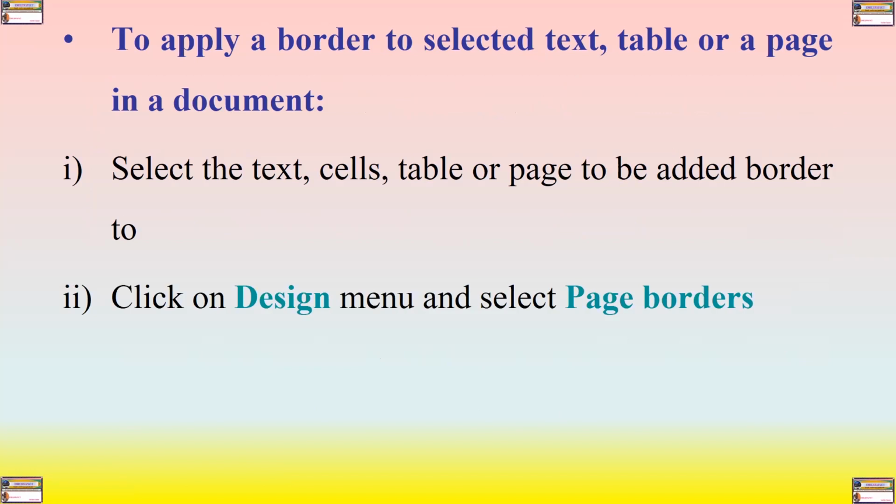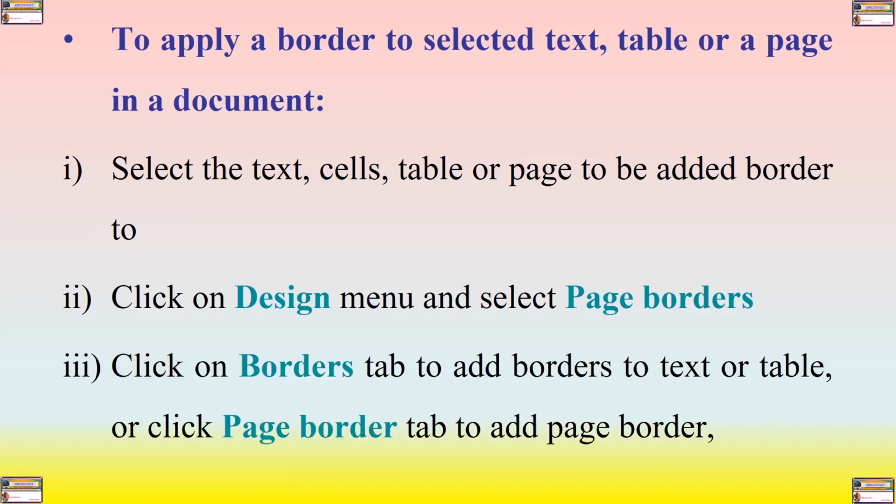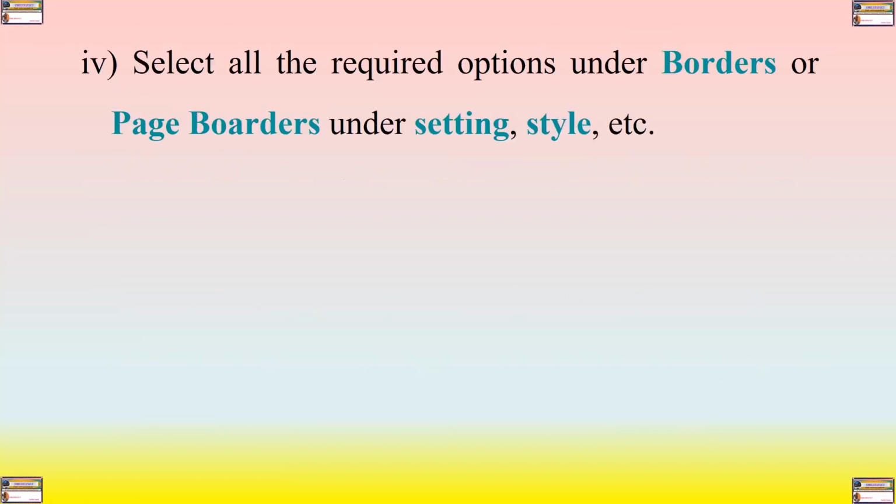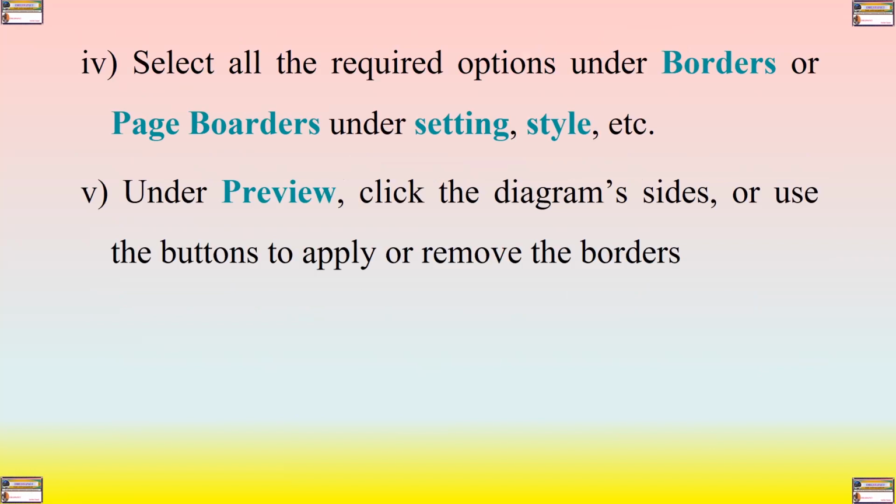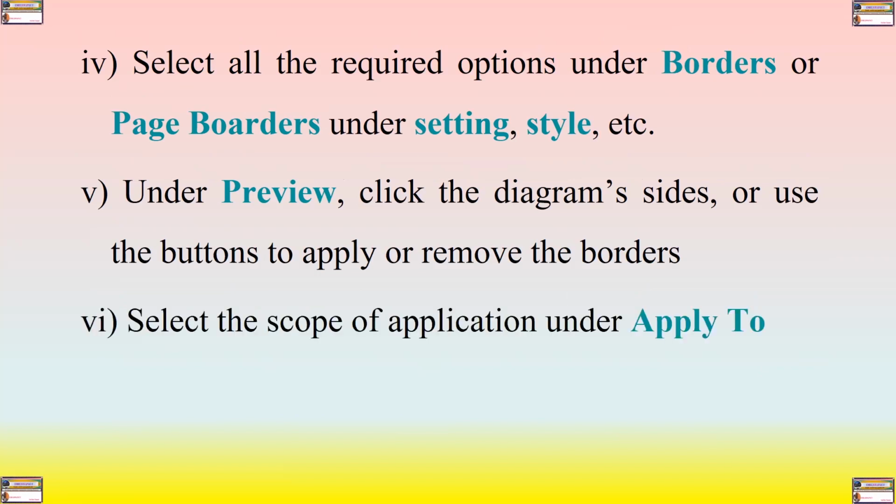Then click on Design menu and select Page Borders. Click on Borders tab to add borders to text or table, or click Page Border tab to add the page border. Then select all the required options under borders or page borders under setting, style, amongst others. Then under preview, click the diagram signs or use the buttons to apply or remove the borders. Select the scope of application under apply to, and then you click on OK.